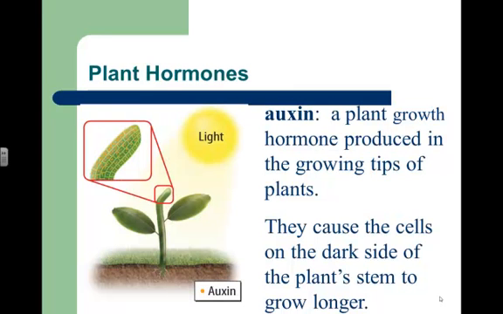You need to know a few of the major hormones, and one major plant hormone is called auxin. Auxin is a plant growth hormone produced in the growing tips of plants. And what they're going to do is they cause the cells that are on the darker side, in other words, the cells that are away from the light, to elongate. So when they're getting longer and the other side that is toward the light is not getting longer, it causes the stem or the leaf to bend, and to bend towards the light.